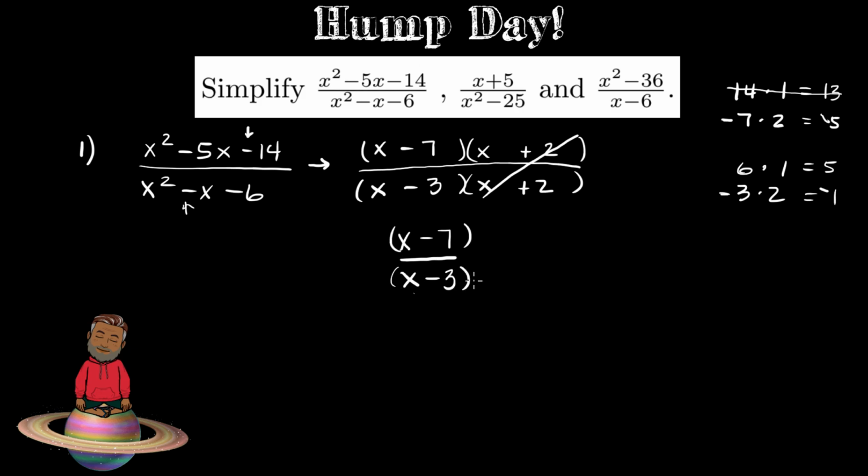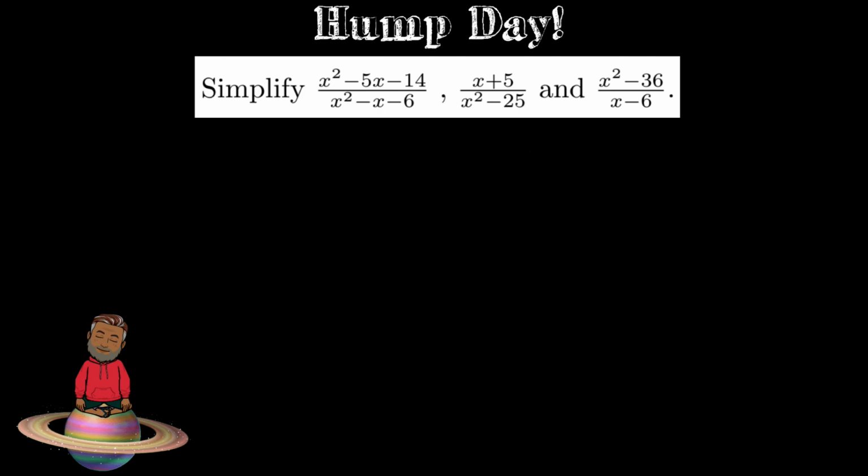So you can either write your answer as x minus 7 over x minus 3 in parentheses, or you can write it without parentheses. It's your choice. All right, so let's take a look at our second example. Problem number 2. We have x plus 5.